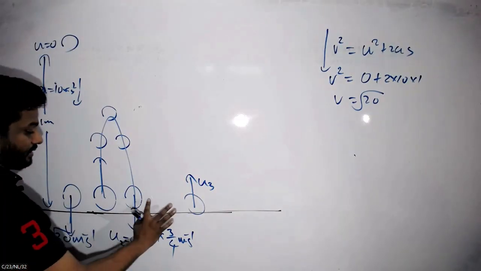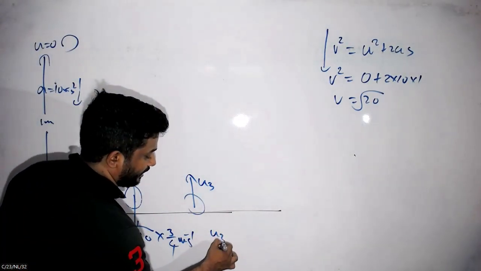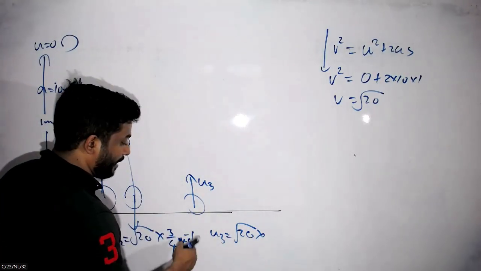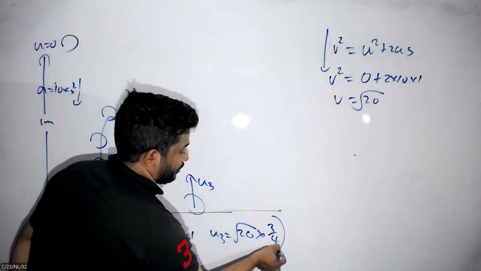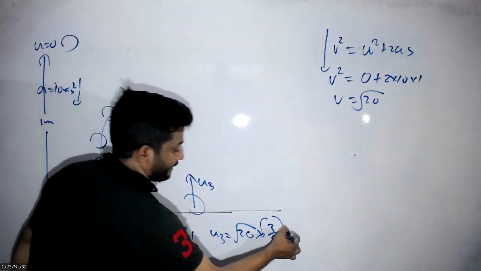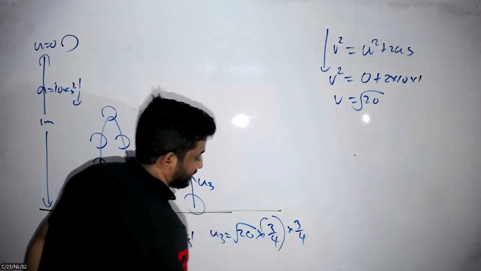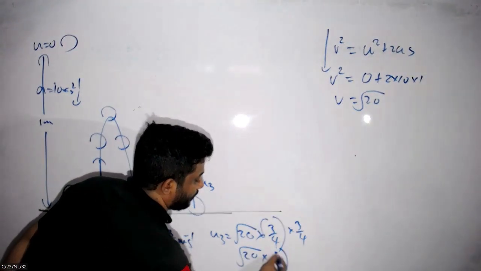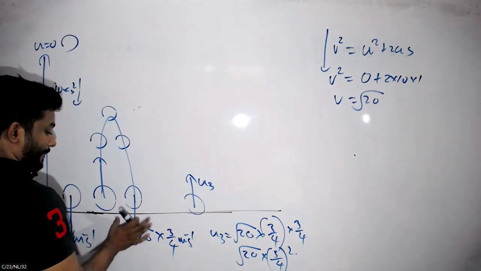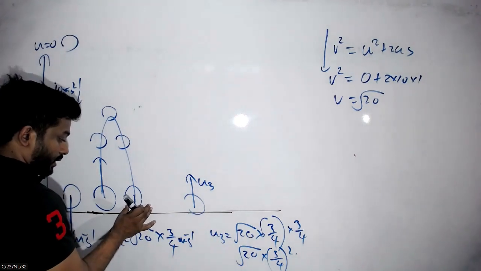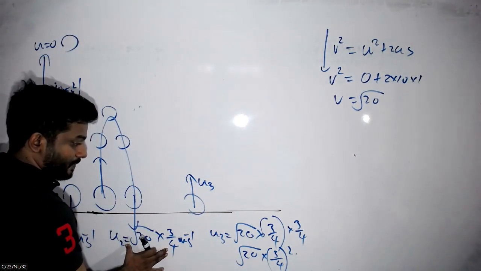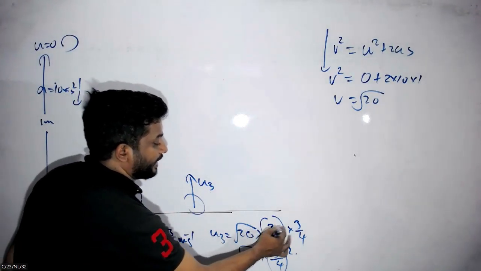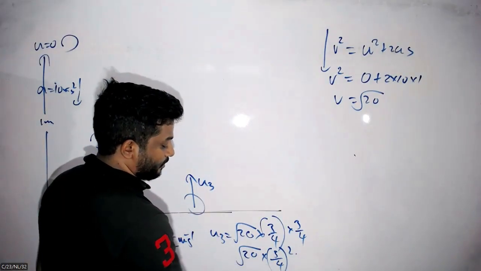First collision, second collision. u3 is equal to root 20 times 3/4 squared. The velocity just after the collision is again 3/4 of the velocity before it, so this is the squared term.